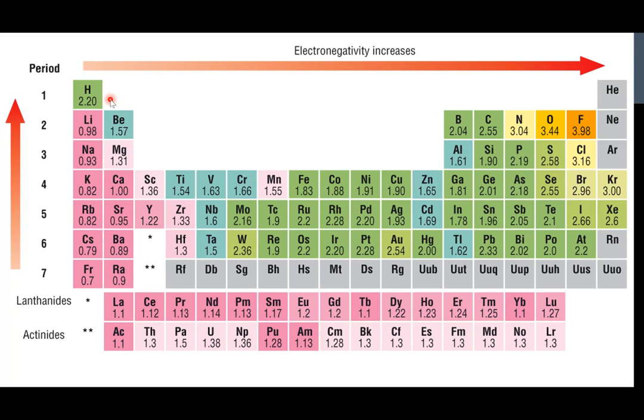So what we're going to look at when we're looking at compounds is we're going to look at the differences in electronegativity. So somebody that has a high electronegativity is going to be very, very attractive to electrons. They're going to want to attract electrons. Somebody that has a low electronegativity is not going to be very attractive to electrons. So electrons aren't going to be attracted to that particular atom.